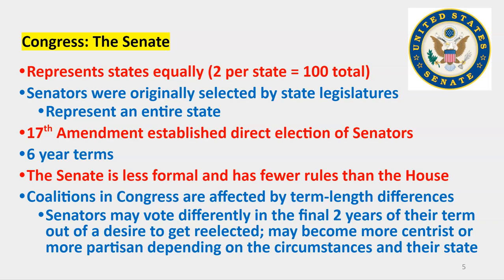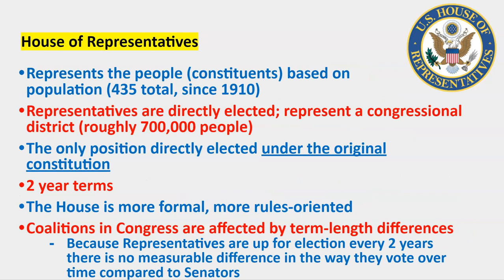So it also depends on what state you're coming from, too. The House of Representatives, again, much more formal here. You have to have rules because you have 435 members. Now, these people are representing about 700,000 people. I think it's about 725,000 people. And there are 435 of them as established by Congress. And that has been 435 since 1910.